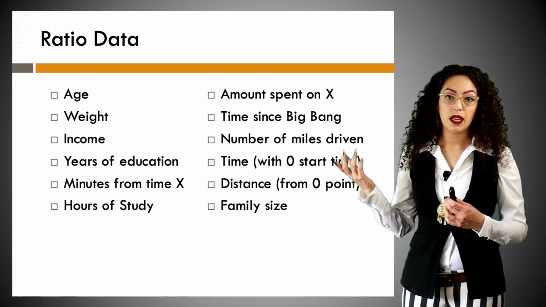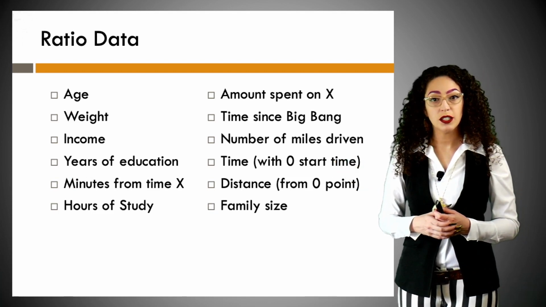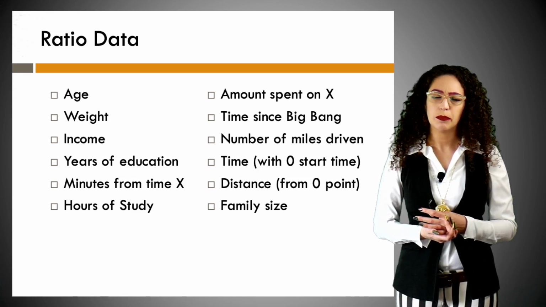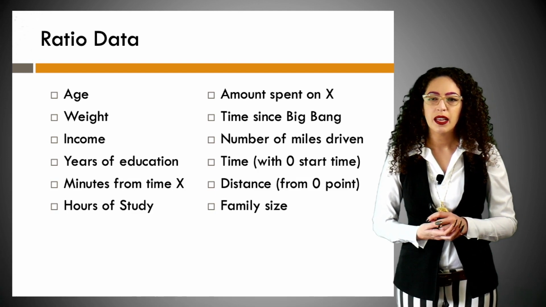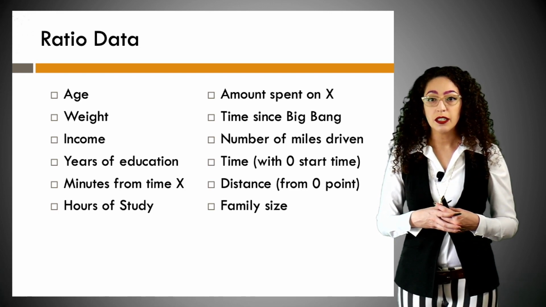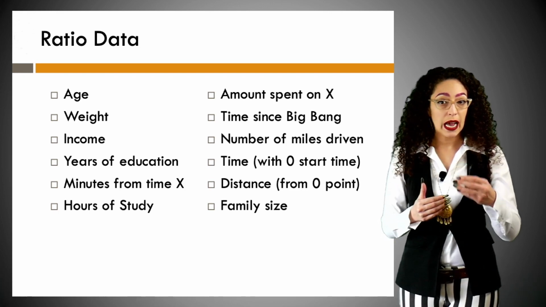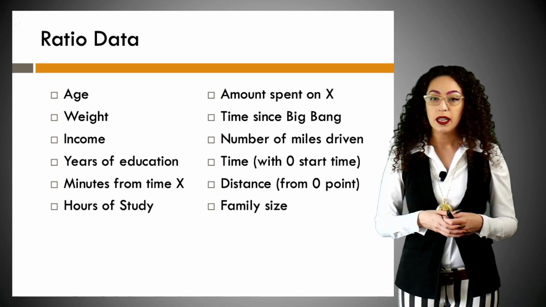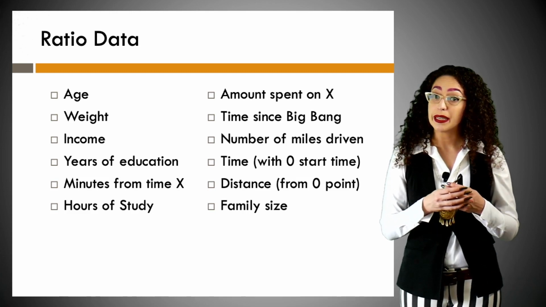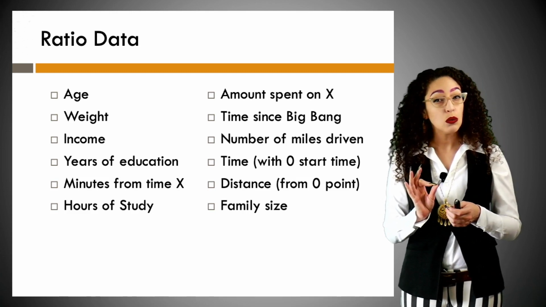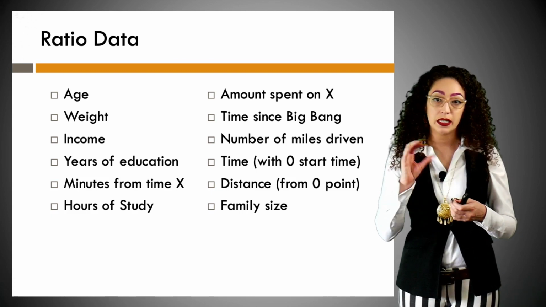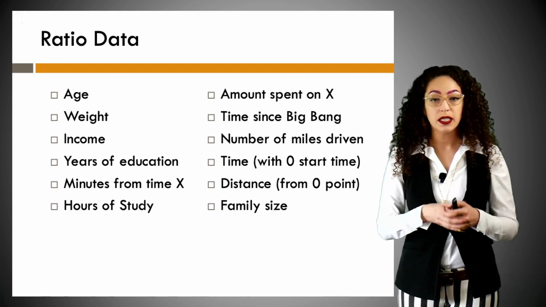So here are some examples of ratio data, such as a person's age, because there was a point where you did not exist, and I guess you could even count it since conception, but we're splitting hairs here. Your weight technically is ratio data. The income, years of education, minutes from a certain time, so the number of minutes since this video started. The hours that you study, the amount of time you spend doing a certain thing, the time since the Big Bang, so that would have a true, relevant 0. The number of miles driven, time with the 0 start point again, distance from a start point, or family size.